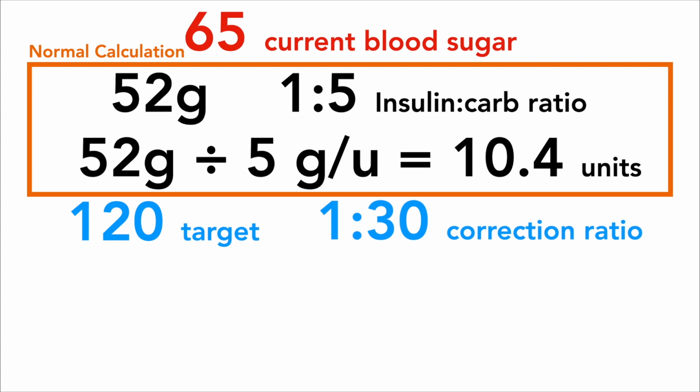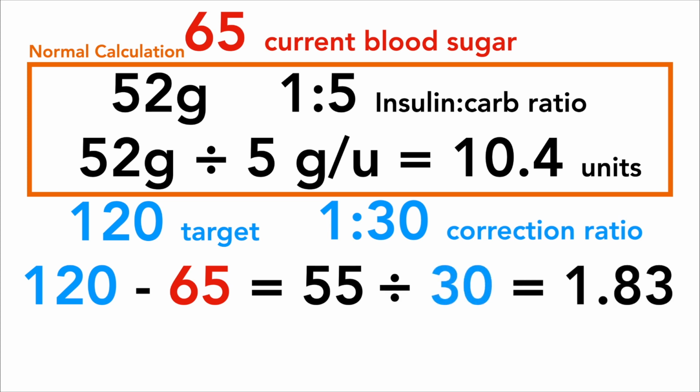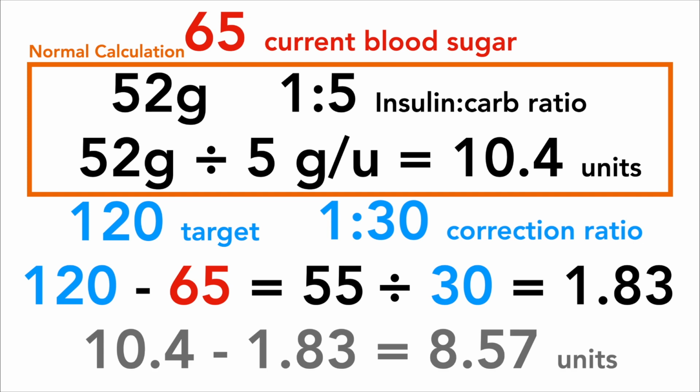Also remember that correction ratios and carb to insulin ratios will vary from person to person based on their individual needs, so be sure to consult your doctor on which you should use. In order to use the correction ratio, we take the target blood sugar and subtract the current blood sugar to give us the difference. We then divide that number by the correction ratio to determine how many units of insulin we should remove from our total. We see here that we should remove 1.83 units from our total to account for our lower blood sugar.